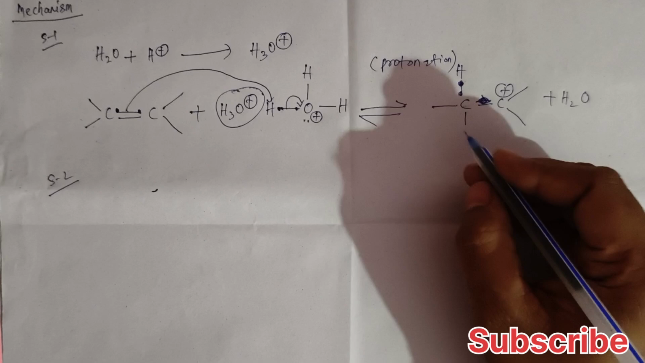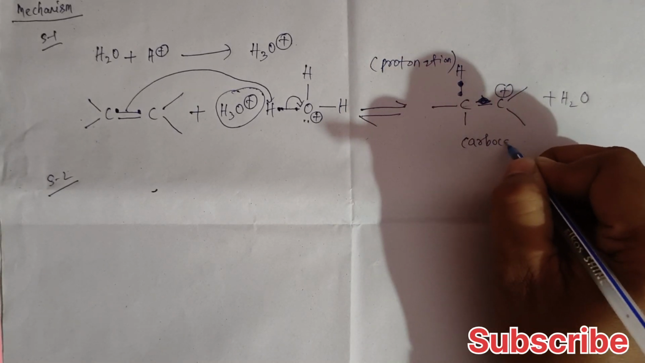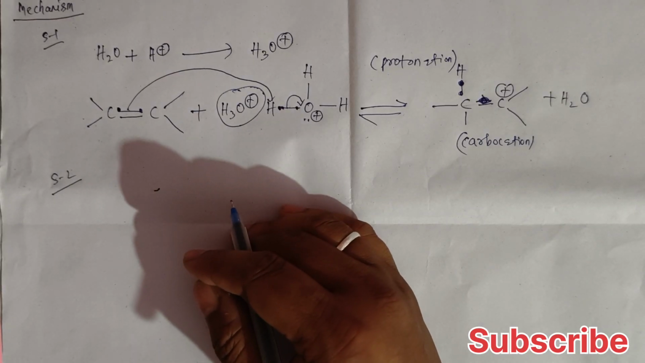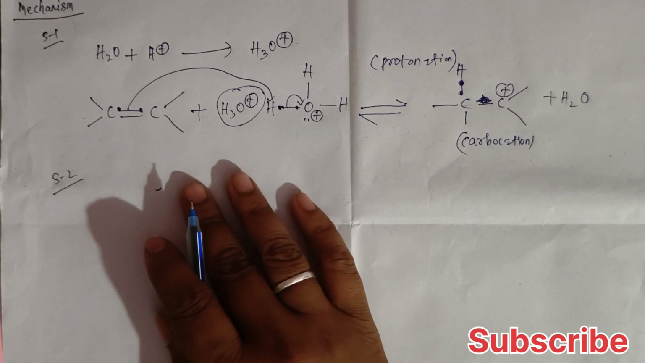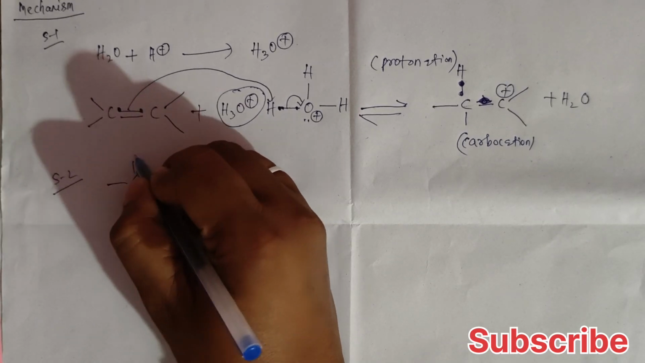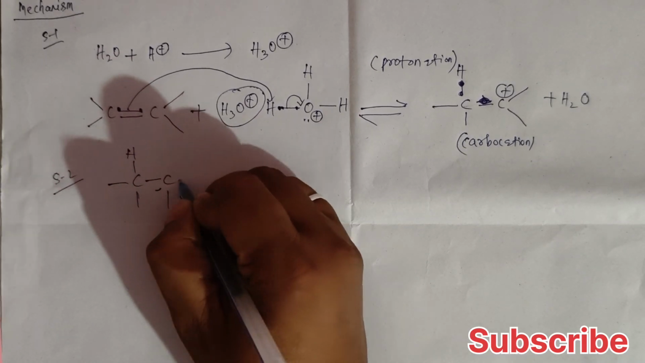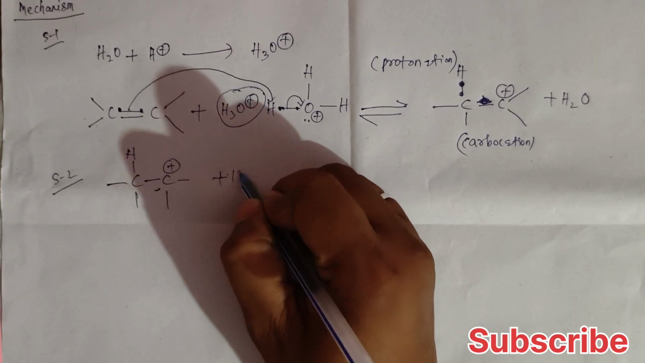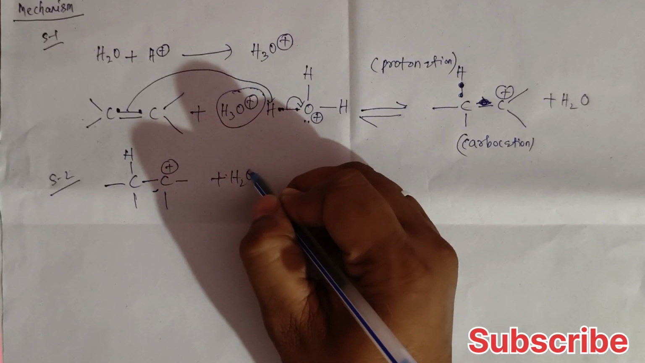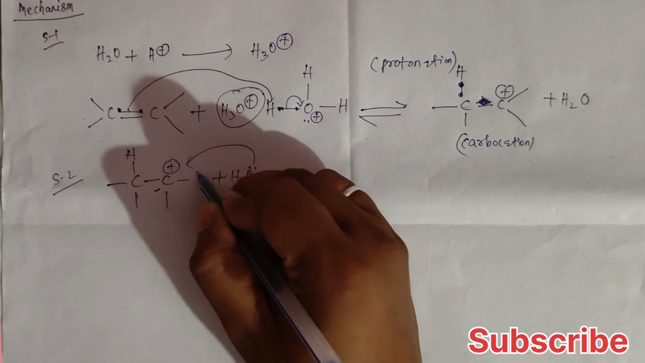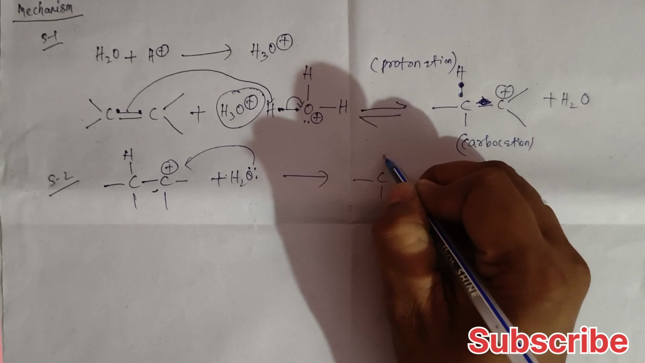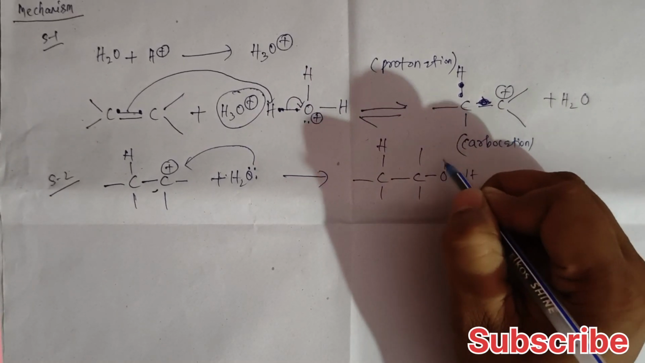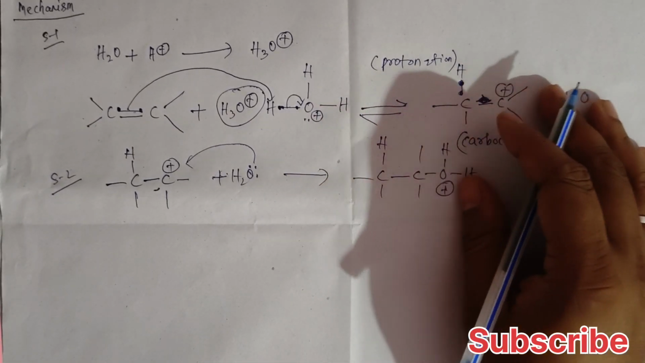In step 2, this is a carbocation. This carbocation again, the water molecule will attack the carbocation. We all know that a water molecule contains what? A water molecule contains an oxygen atom. So this oxygen atom, which contains a lone pair, will attack the carbon atom and form this kind of structure. Clear? OH plus. Clear? Yes or no?